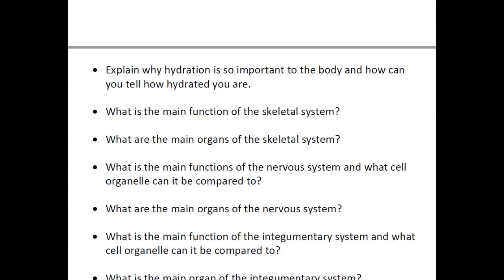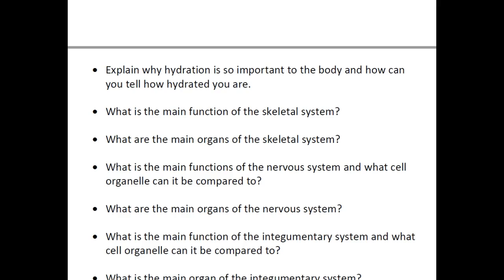Explain why hydration is so important to your body and how you can tell how hydrated you are. Your body depends on water to survive. Every cell, tissue, and organ in your body needs water to work properly. You definitely don't want to get out of homeostasis, which is just that nice little area where your body can survive.